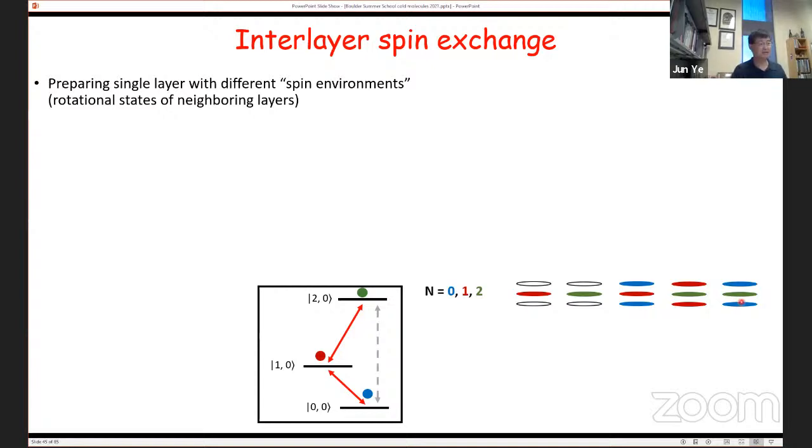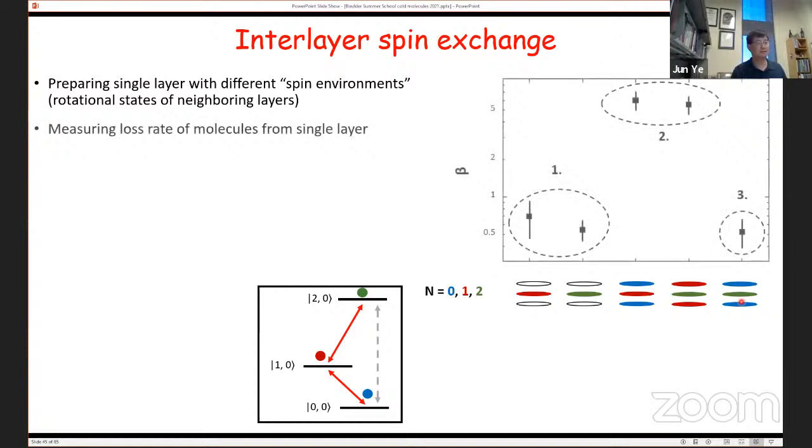And therefore, I can actually study the loss. When the molecules, by spin exchange, the blue molecules come onto the red side, they can immediately be lost because these are S-wave particles. These are molecules which have different states. So the molecules themselves are not tunneling.